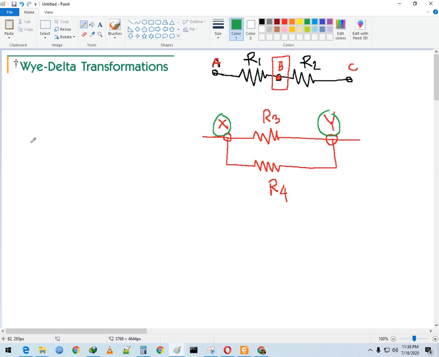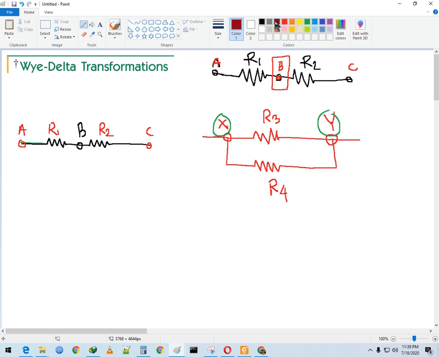The problem arises when this kind of circuit is there. For example, let's have two elements in series. They have only one node in common, that is node B. Just following our previous example, on this side we have node A, and on this side we have node C. So these two are in series, right? So R1 and R2.